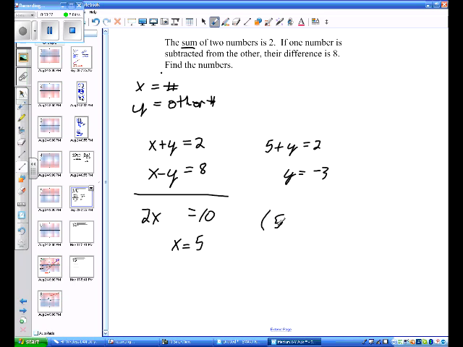If we wanted to check it, and when I check it, I usually try to go back up to the written word. The sum of 2 numbers is 2. Well, 5 and -3 add up to be 2. If one number is subtracted from the other, so 5 minus a -3, minus a negative is a plus, so that would be 8. Their difference is 8. So it does check out. So that's a case where you had to write the equation. All right, let's look at another one.